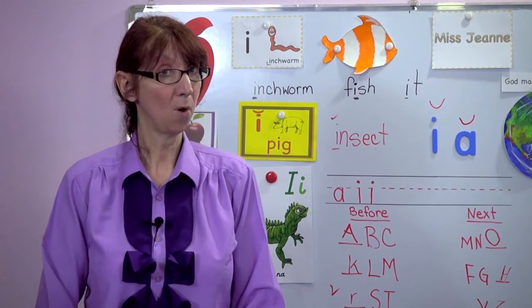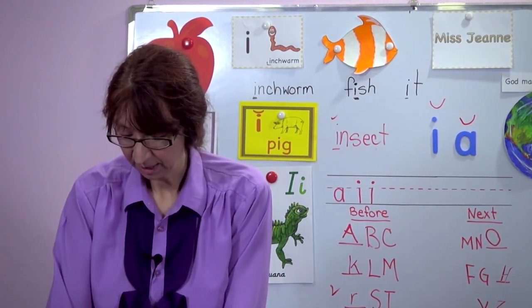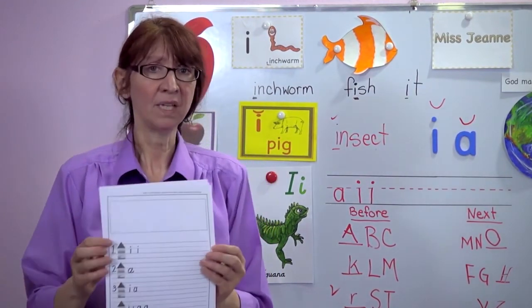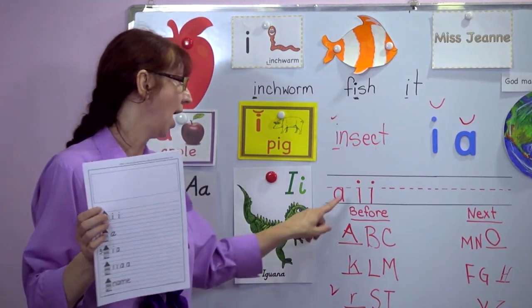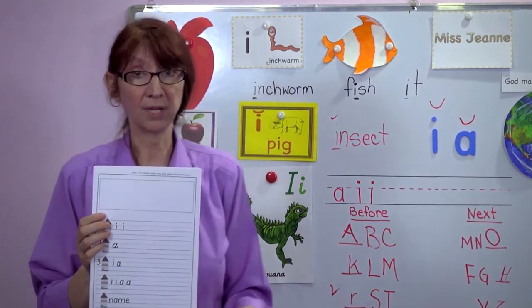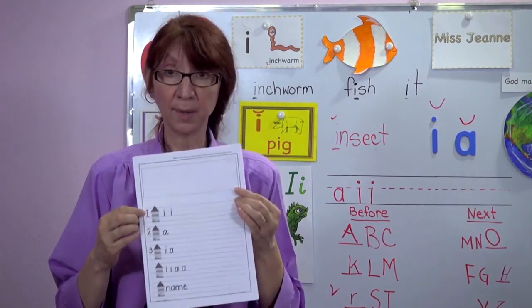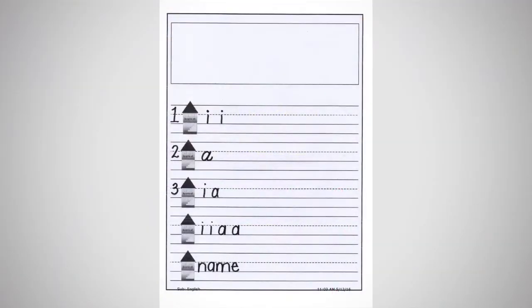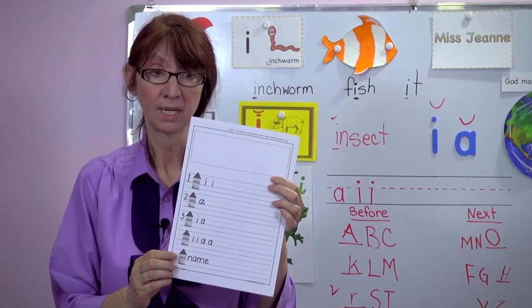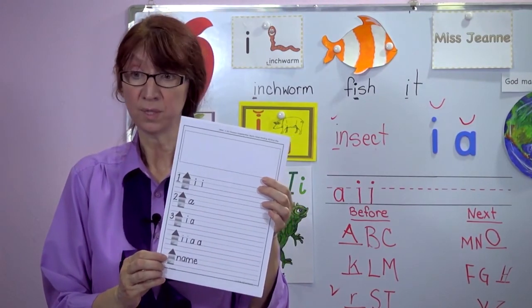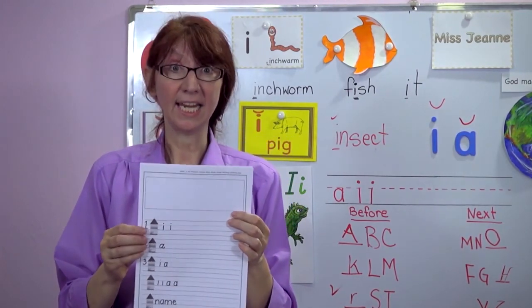And I have something more for you to do. We've been learning how to do the letter I, and I have some letter I. So here, number 1, you're going to print the letter I. Number 2, you're going to print the letter A to help you remember. And then I have I, A, and then I have I, A, A. And then down here, you can write your name. So I'm letting you do some more work today because today is day 2.